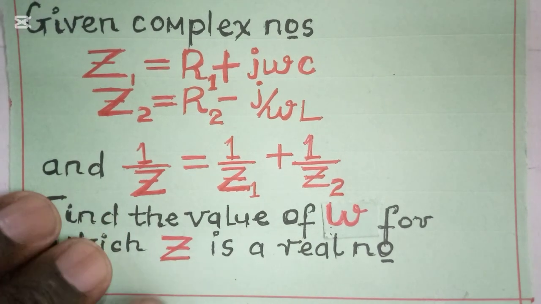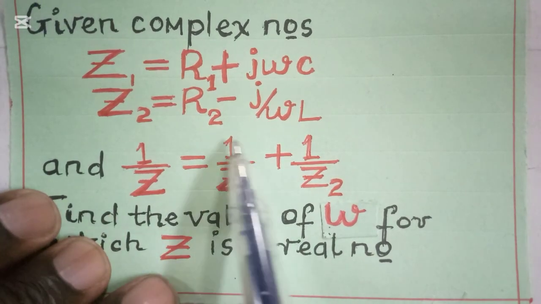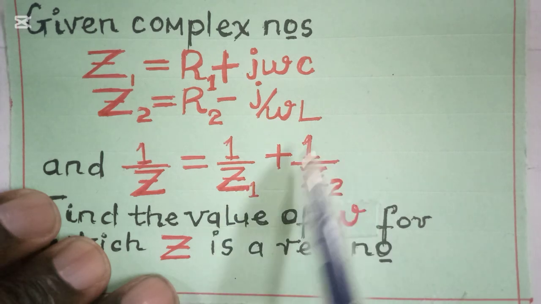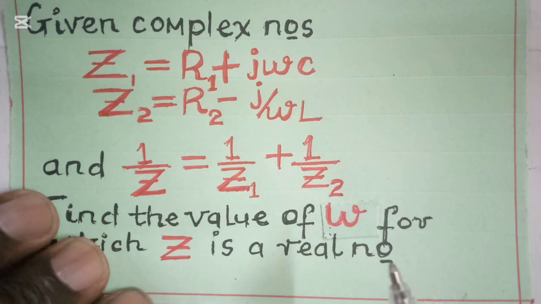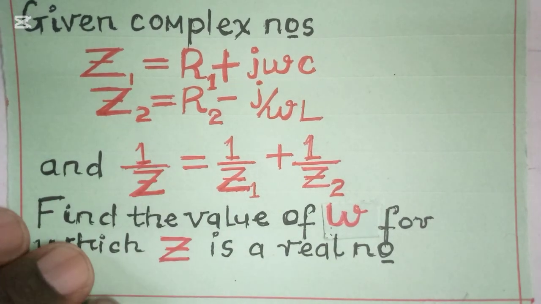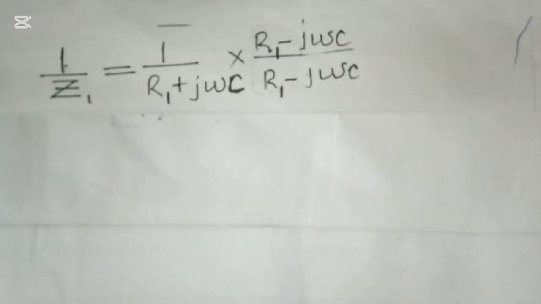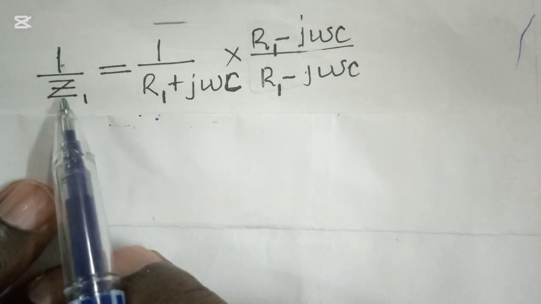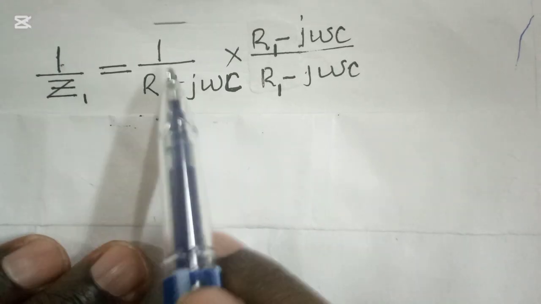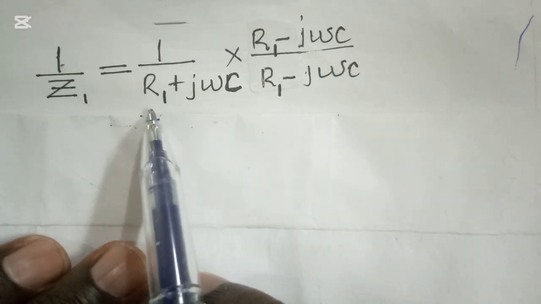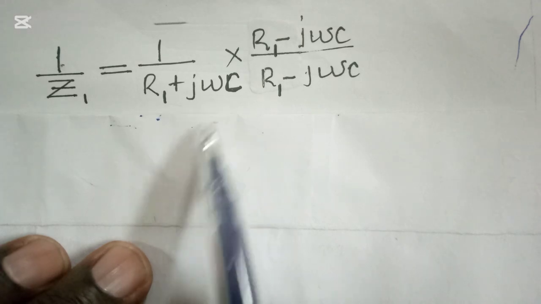So guys, the first thing we do is write this expression, first for this and then for this, and then we can equate to this. So let's see how we do it, guys. Here we have the equation. We first deal with the first, that is 1 over z1. This gives us 1 over r1 plus jwc.